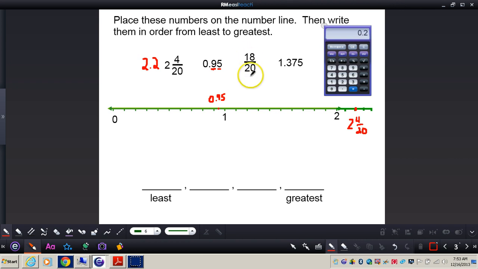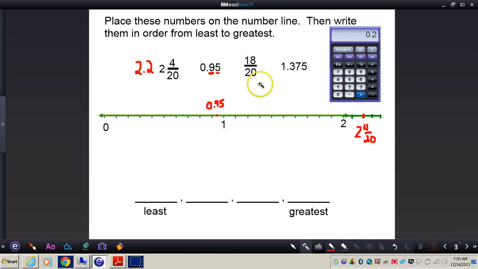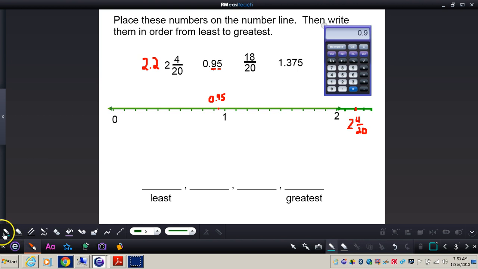Okay, now I come to my 18/20. A little tricky to figure out, especially when my number line is divided up into tenths. But what I will do is convert this to a decimal. I'm going to take 18, my numerator, divide it by my denominator, and that's going to give me 9/10. We know easily what 9/10 looks like. I'm going to use a different color of ink. 9/10 can be put right here on my number line. We can see it's just to the left of 95 hundredths. So I'm going to put 18 over 20.